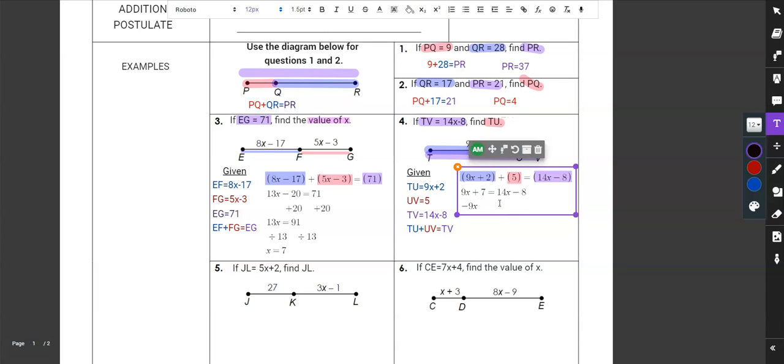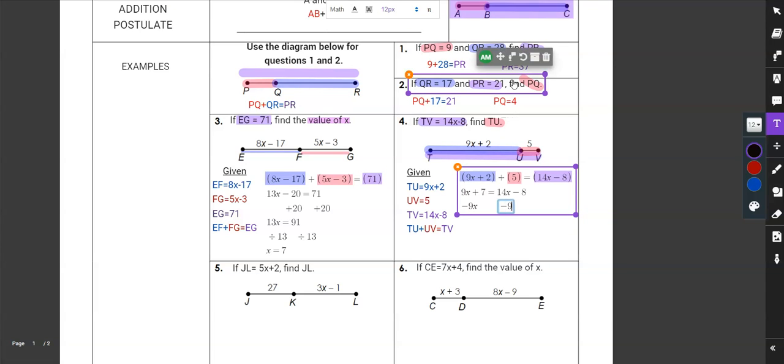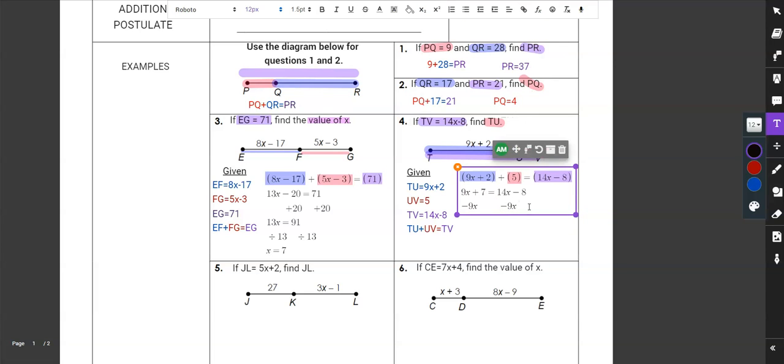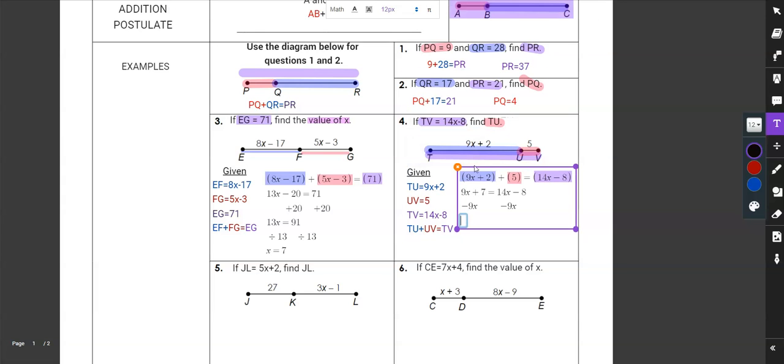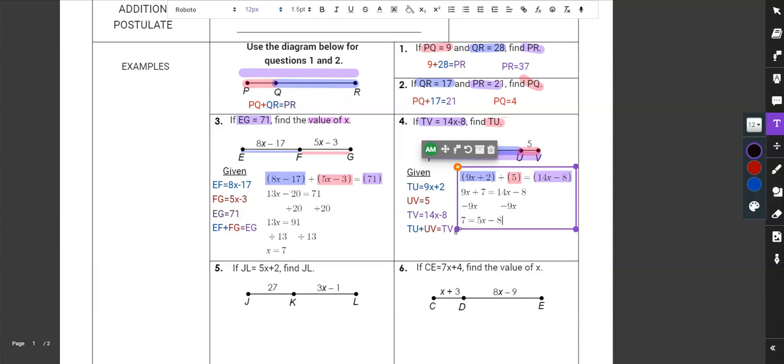And again, under normal circumstances, you will not likely have to show this step. At some point, though, if you do seem to be struggling, I will go ahead and make sure that you start showing that step. I'll let you know. Okay, so once we complete that step, we are left with 7 is equal to 14x minus 9x, which is 5x, minus 8.